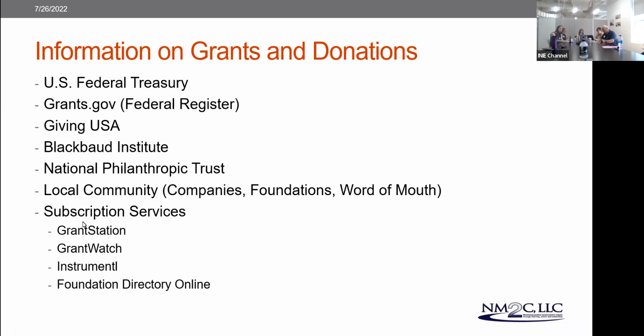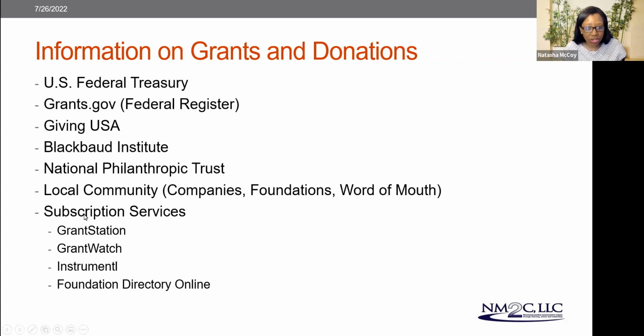Federal Treasury, grants.gov, Giving USA, Blackbaud Institute, National Philanthropic Trust, local community, it could be the companies in your community, foundations, word of mouth, people knowing who has gotten a grant from somewhere before, or knows that someone's giving and they want to donate to a particular cause or organization.